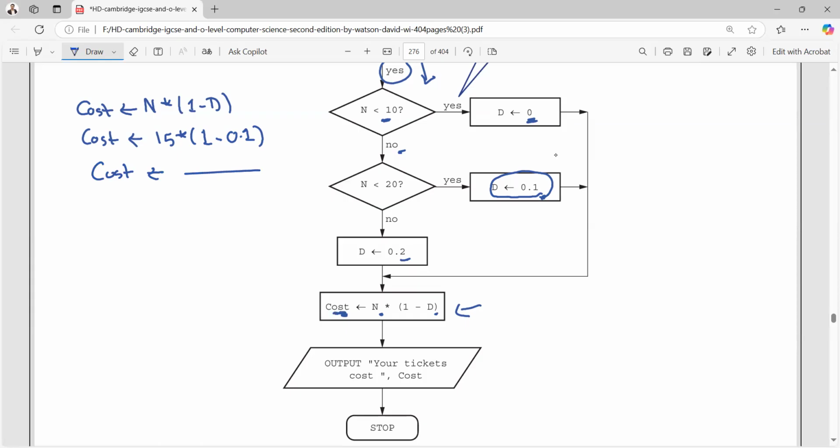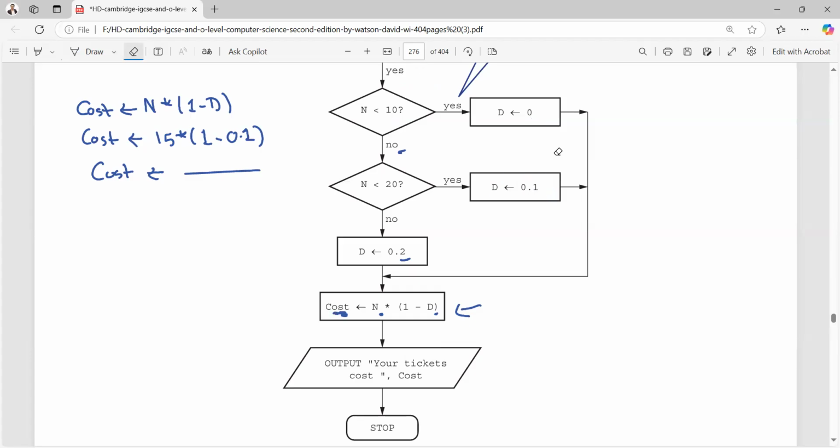Are you getting it now? Can you explain it again? Yes. This is the equation. What is the number of tickets? The number of tickets is 15. Okay, so what will I input here? You're going to write 15 as the n number. Multiplied by 1 minus d. What is going to be the value of d? The discount.